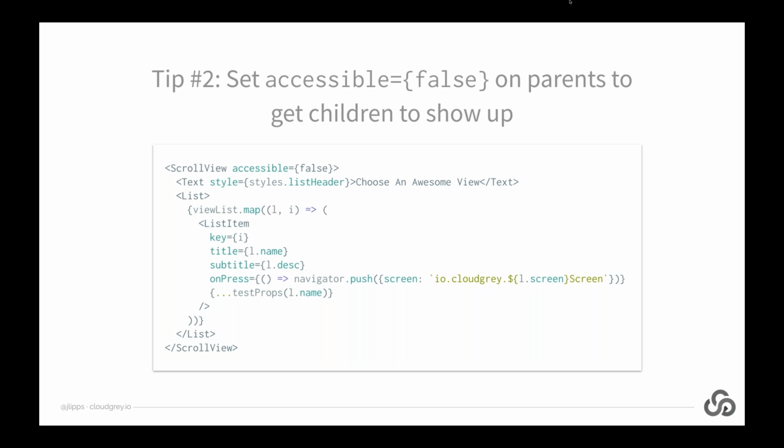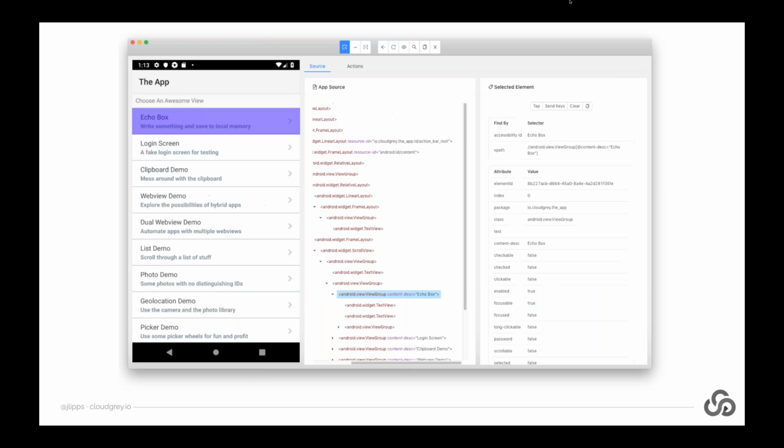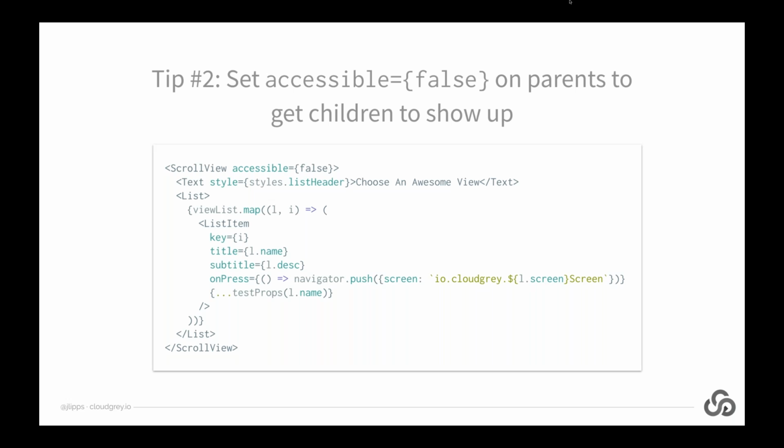Here's a component which has a scroll view and a text header and the list inside of it. This is actually the component that defines the view we just saw. This is the list view that we're seeing now in code. So what I've done is I've added test properties, but I've also made sure that the scroll view, which is the parent element, has its accessible attribute set to false. That allows everything underneath it to actually show up in the accessibility hierarchy. React Native doesn't mask it in this case. So these are two strategies which you can mix and match to make sure that all of the elements that you want to interact with are actually findable by Appium.